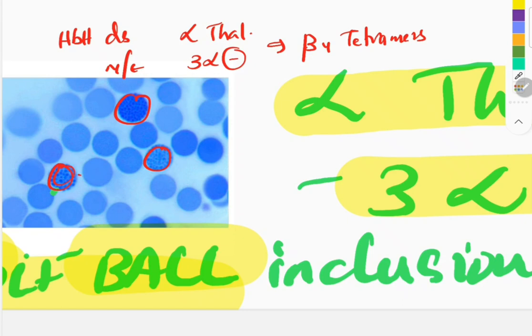Very, very important. Now, one more question to you guys. What if all the alpha genes are deleted? Yeah, it's like all the alpha genes are deleted. See, in this condition, this results in intrauterine death.